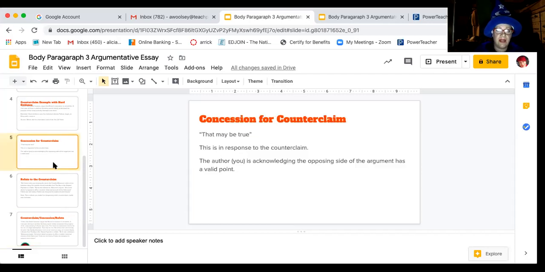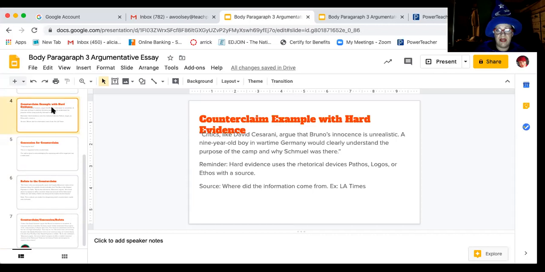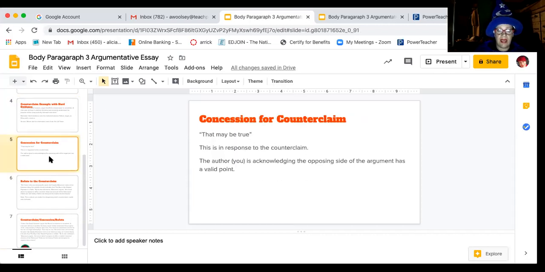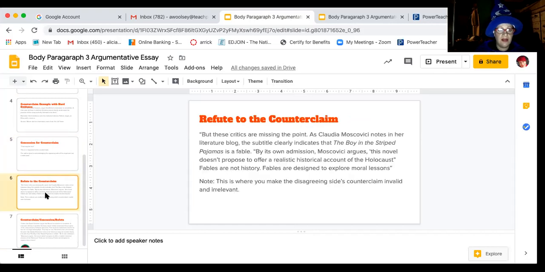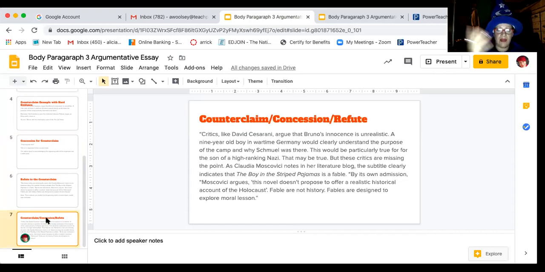So let's go back up here real quick. So what we did is we put our counterclaim example with hard evidence. Then we added in our concession. Then we added in our refute. And then we have a paragraph. Okay? So that's what I'm looking for.